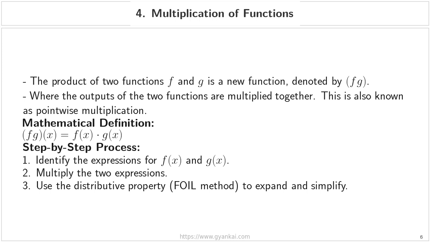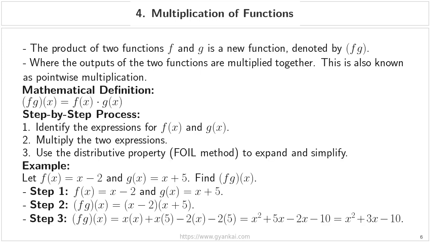First, clearly identify the algebraic expressions for both f of x and g of x. Second, write them down side by side in parentheses and multiply them. Finally, use the distributive property, which you might remember as the FOIL method, to expand the brackets and simplify your final expression. Let's look at a concrete example to see this in action.